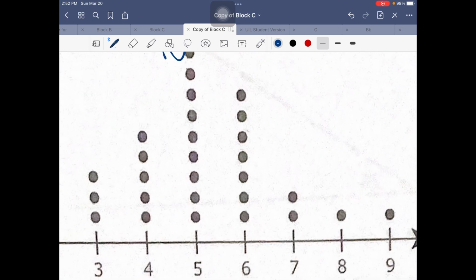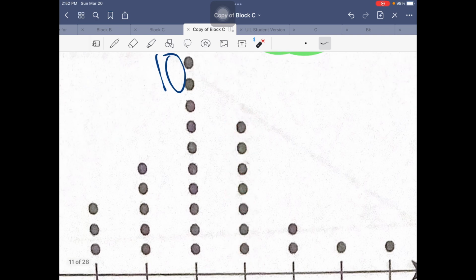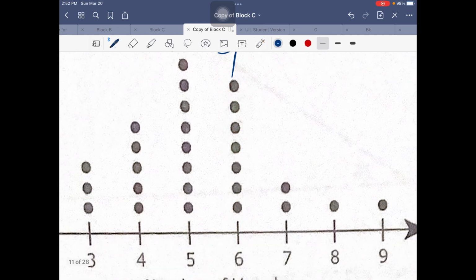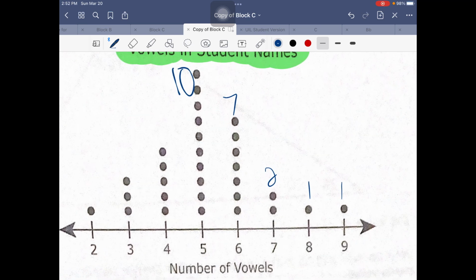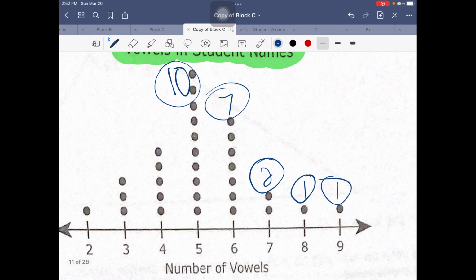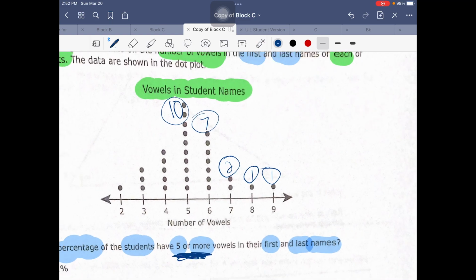How many do we have here? 1, 2, 3, 4, 5, 6, 7. We have 7 right here. 1, 2. We have 2 right here. 1 and then a 1. So how many do we have? Well, we have 10, 7, 17, 19, 20, 21. So there's 21.